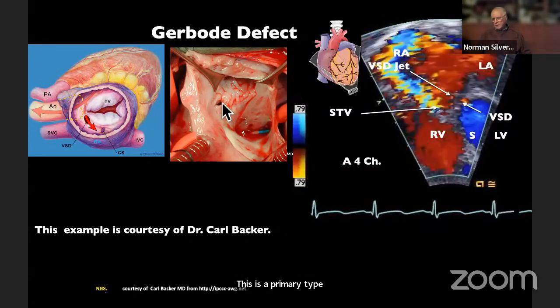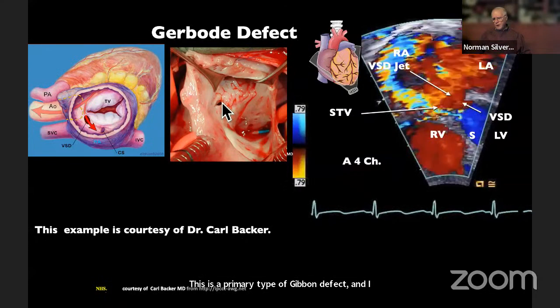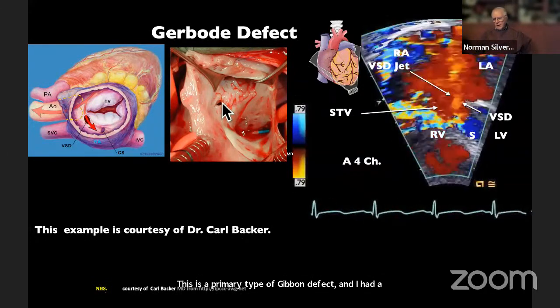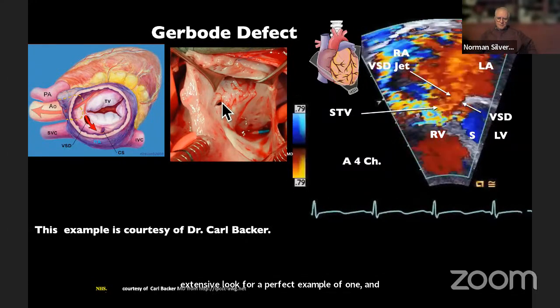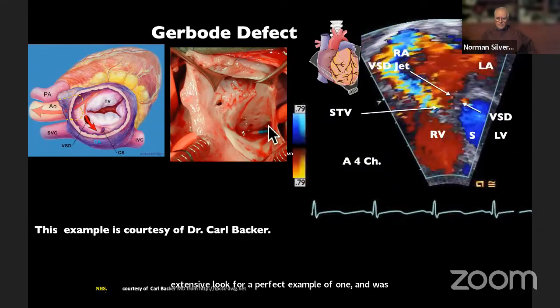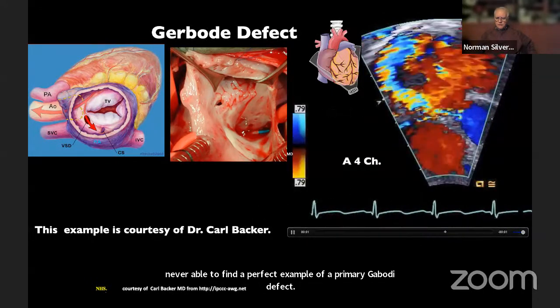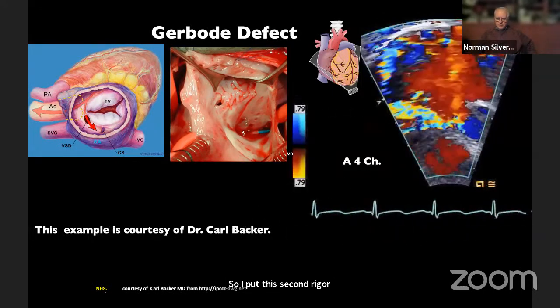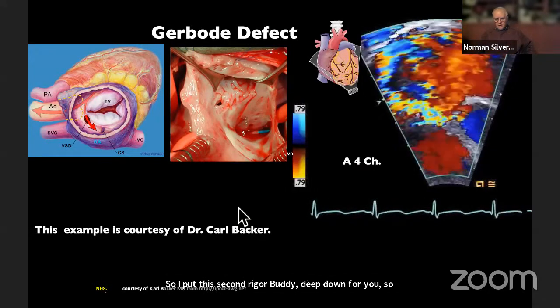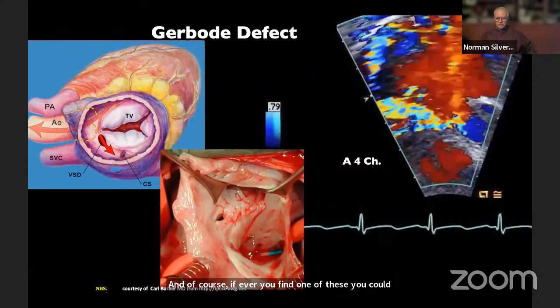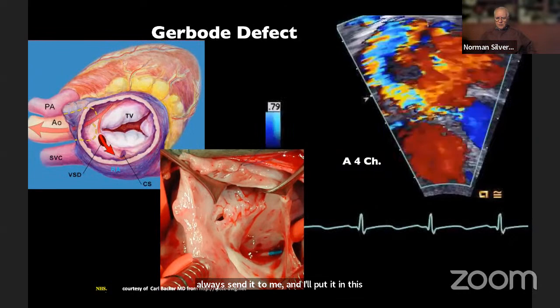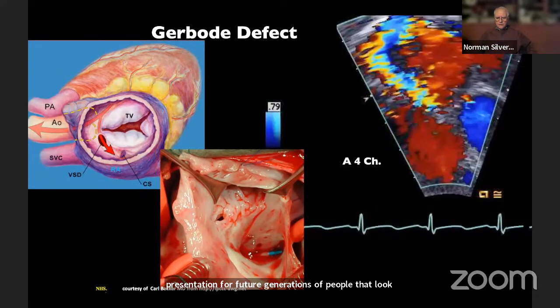This is a primary type of Gerbode defect. And I had an extensive look for a perfect example of one and was never able to find a perfect example of a primary Gerbode defect. So I put this secondary Gerbode defect down for you so that you can see the position of a left ventricular right atrial shunt. And of course, if ever you find one of these, you can always send it to me and I'll put it in this presentation for future generations of people that look at the website and my book.